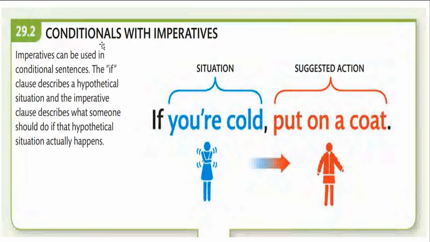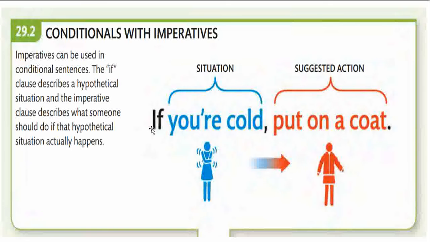Now, when conditionals are clubbed up with imperatives, how is it constructed? Let us see that. Imperatives can be used in conditional sentences. So we have seen one such imperative and it is clubbed up with the conditional clause. The if clause describes a hypothetical situation. That means you are describing some kind of situation, and the imperative clause describes what someone should do if that condition happens.